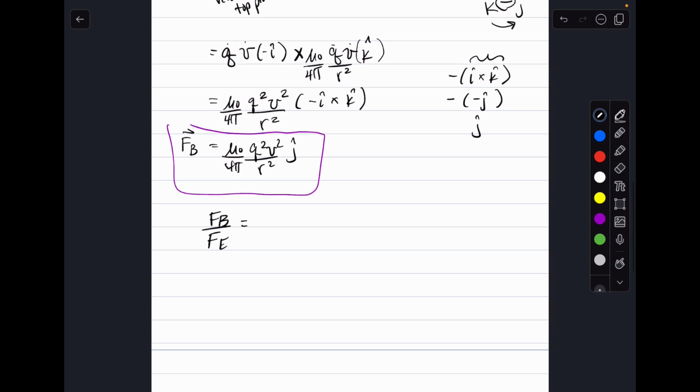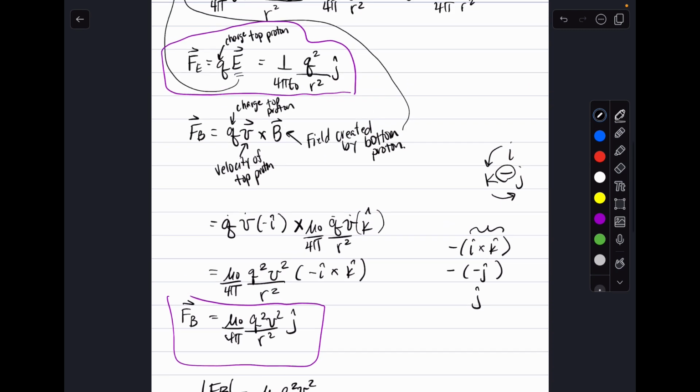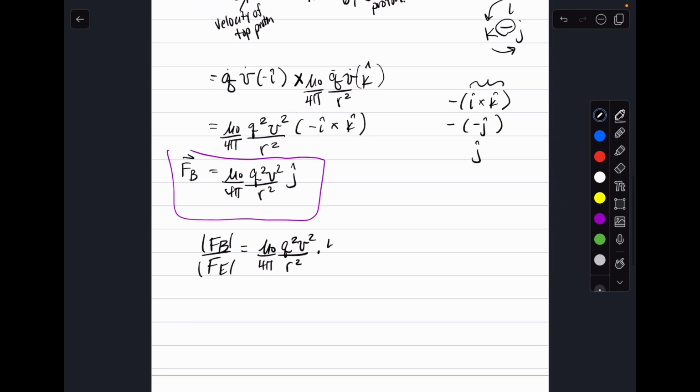So if I do FB divided by FE, mu naught over 4 pi Q squared V squared over R squared, right? These are magnitudes. Instead of dividing by FE, I'm just going to multiply by its reciprocal. That's totally legal. So the stuff in the denominator of my FE is going to go in the numerator, and the stuff in the numerator will go in the denominator. Then we can see stuff cancel right away. The Q's go away. The R's go away. The 4 pi's go away. What we're left with is mu naught epsilon naught V squared.